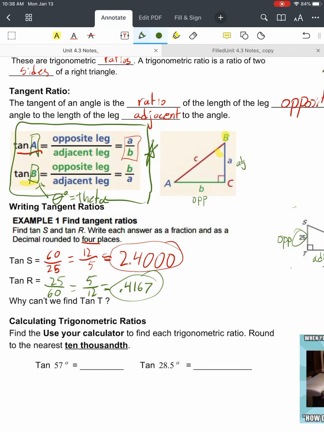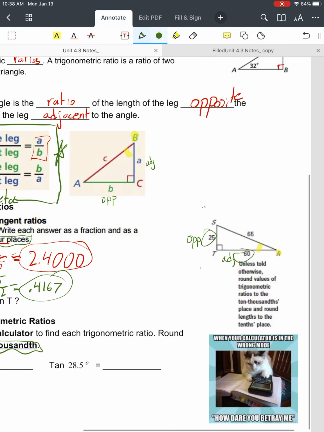So that is just setting up our ratio. So anytime we're trying to do a tangent, or tomorrow we're going to talk about sine and cosine, whenever we're trying to find those decimals, we're going to go 4 decimal places, so also known as 10 thousandths. We're going to do a little practice with our calculator, making sure we're in the right mode.